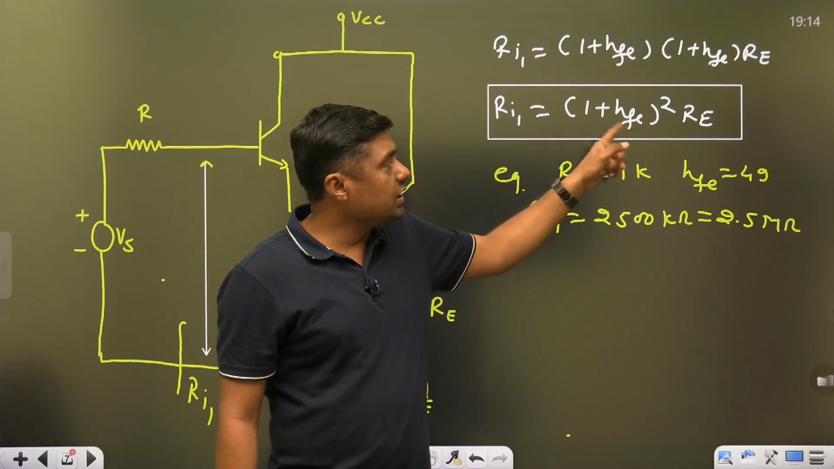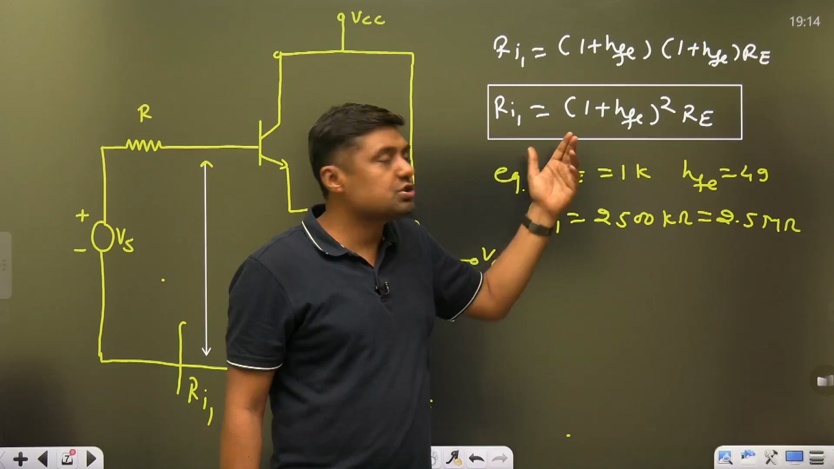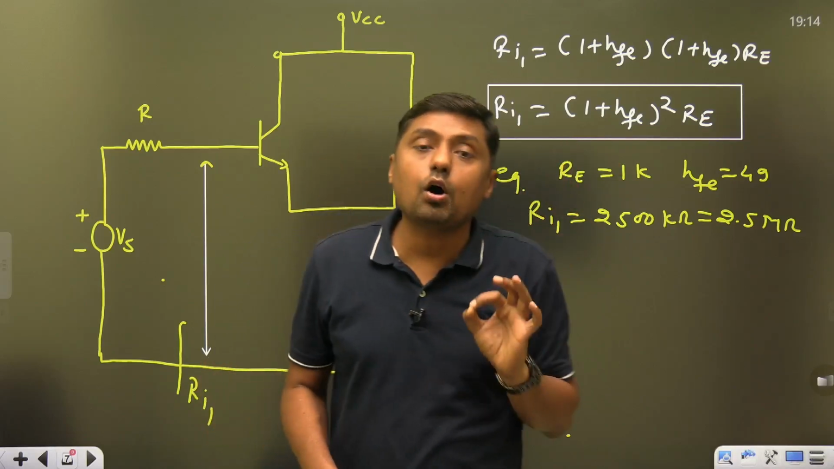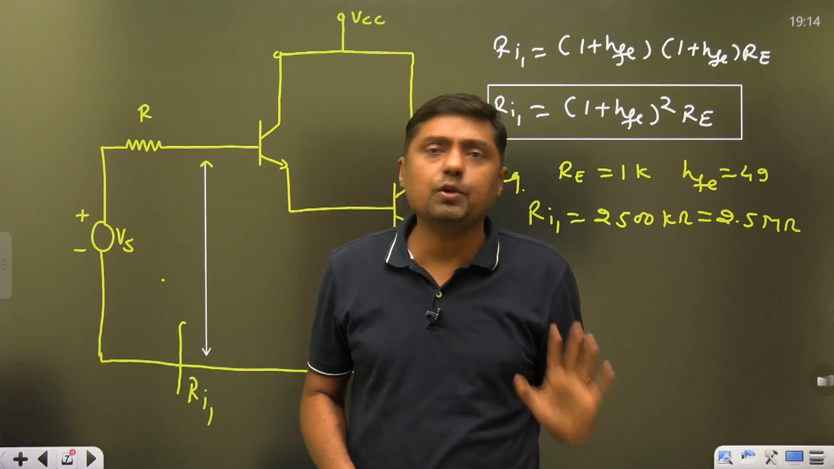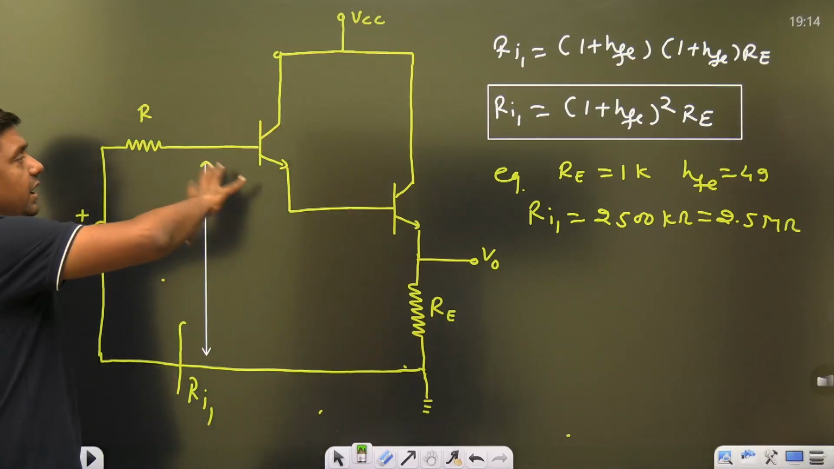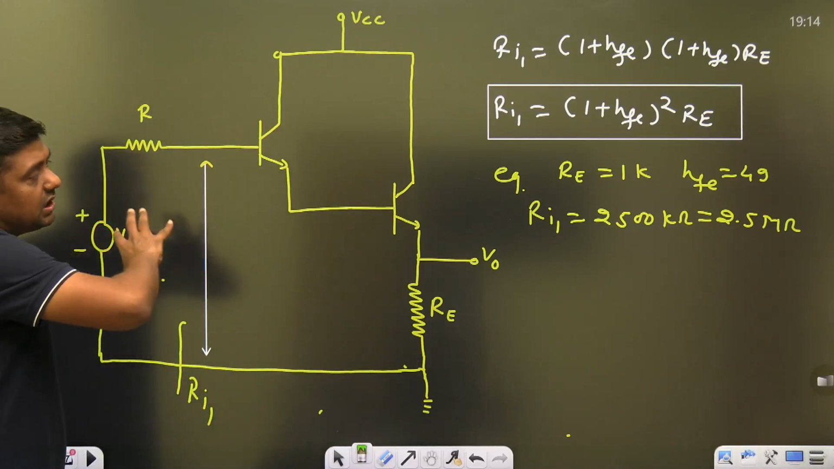So 1 plus 49, 50 square will become what? 50 square, 2500 kilo ohm, means 2.5 mega ohm. It is very, very high input resistance, and that's why Darlington pair is used as a high input resistance device.